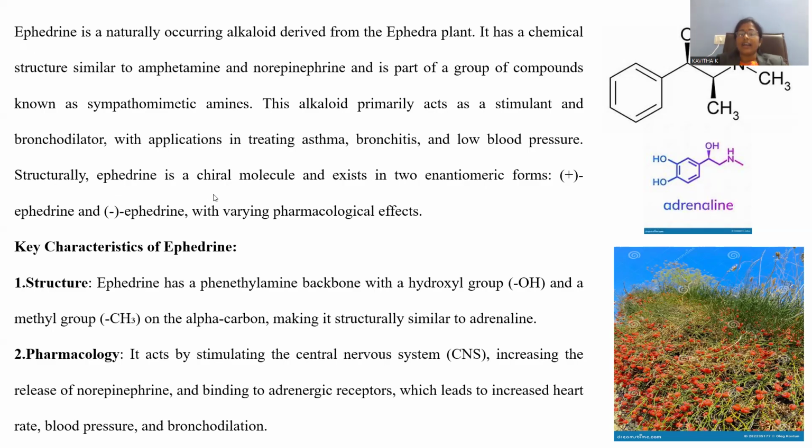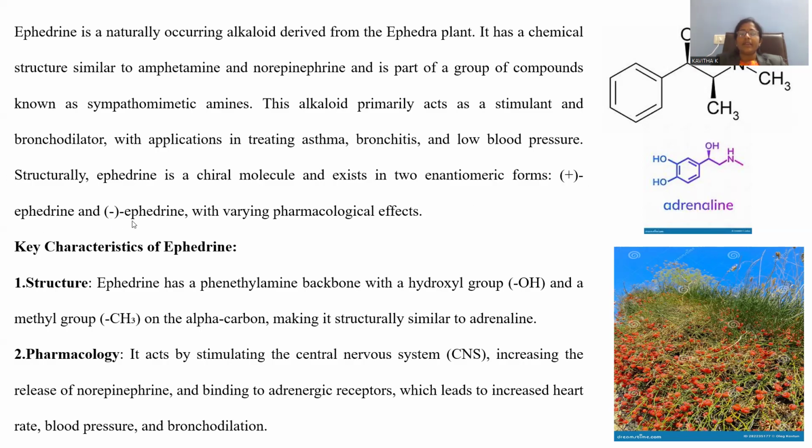Structurally, ephedrine is a chiral molecule. If you observe clearly, here is one chiral center, and another chiral center is noticed at the second carbon atom. So two chiral centers are present within the molecule. Whenever chiral centers are present, obviously there is a possibility for enantiomers or diastereomers, but the molecule exists as an enantiomeric pair. One is dextrorotatory and the other is levorotatory, right?